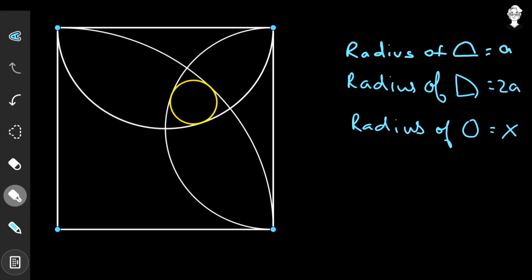The first point is this particular point, that is the center of the quarter circle. The second important point is the center of this semicircle. The third important point is the center of this semicircle. And the fourth important point is the center of this yellow circle. So now let us join all these important points.